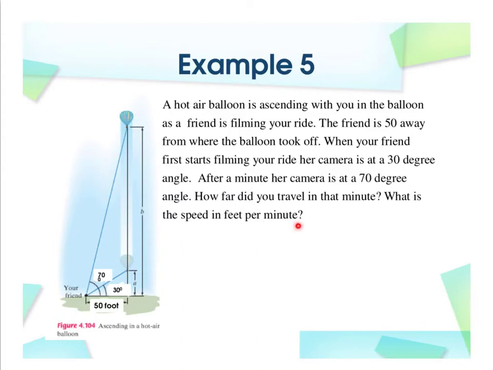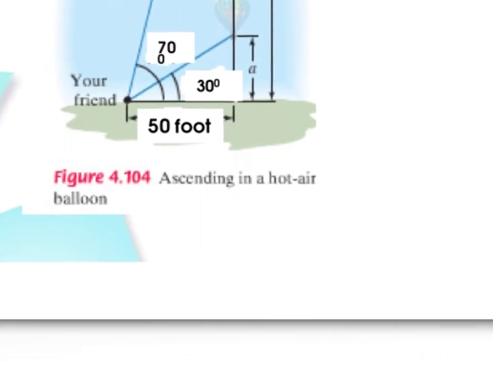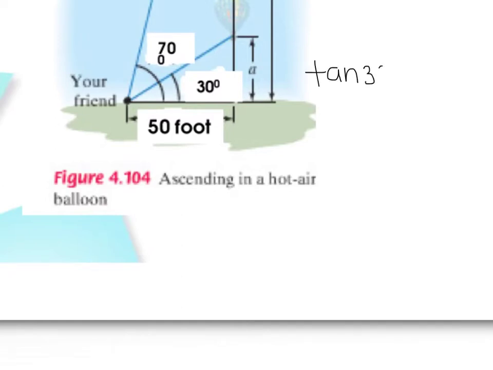So what this problem is asking us is, after being right here, how far is this distance? So what we need to do is solve 2 right triangles, this little one and this bigger one. I'm going to find A, I'm going to find B, and I'm going to take the difference, and that's how far she traveled in 1 minute. So let's first start with the little triangle that's in the bottom right here. So if I'm interested in side A, that's going to be the tangent of 30 equals opposite over adjacent. Multiply both sides by 50.